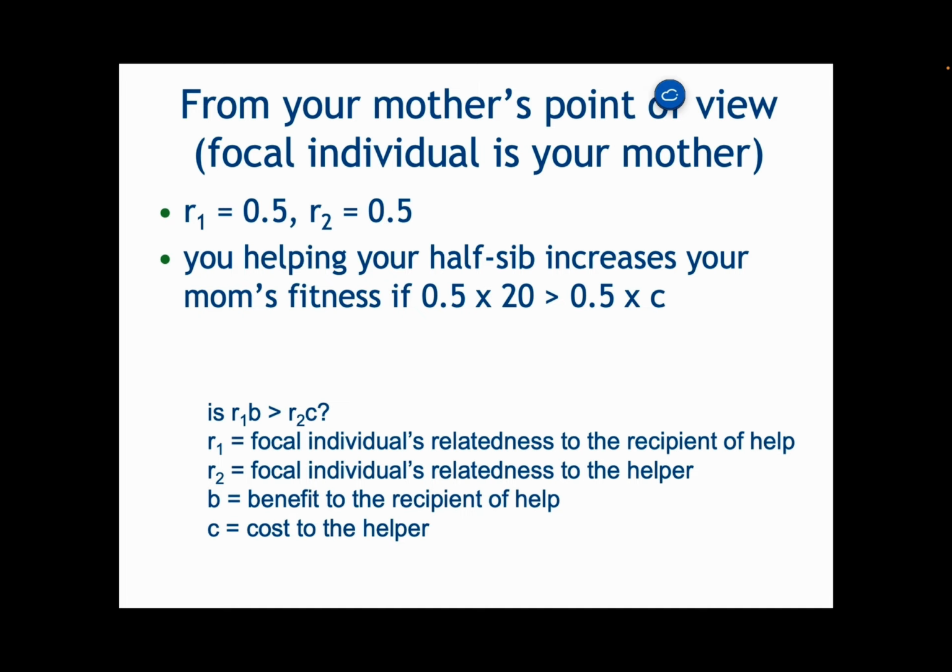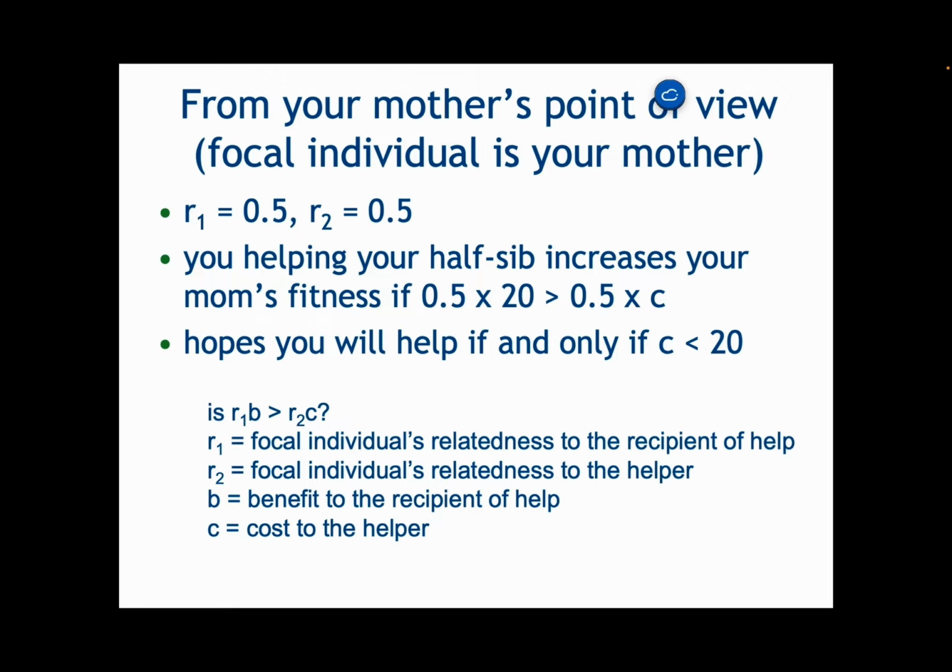So we can divide both sides of this inequality by 0.5. That is, we can multiply both of these sides by 2. From the point of view of your mother, she's probably going to be encouraging you to help that half-sister so long as the cost to you is less than the benefit to her. So long as the cost in this case is less than 20. Okay, so already we are seeing a tension.